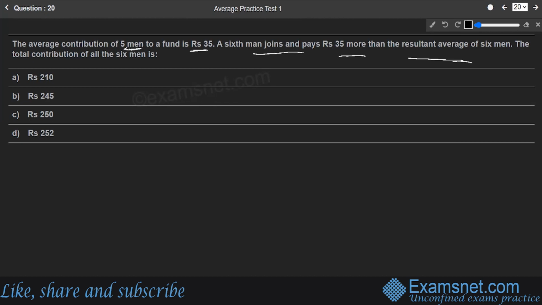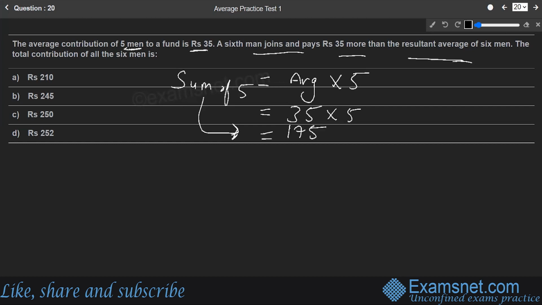The first line first. He says the average contribution of 5 men is 35 rupees. So we'll try to find out the total contribution. Let's say the sum of 5 men will be nothing but average contribution multiplied by 5. How much is the average contribution? Average contribution is 35. What is the number? 5. So the total sum of the contribution of the first 5 men is 35 into 5. That is nothing but 175. So 175 rupees has been contributed by the first 5 men.